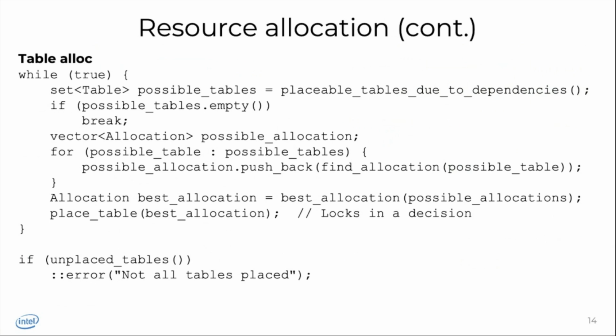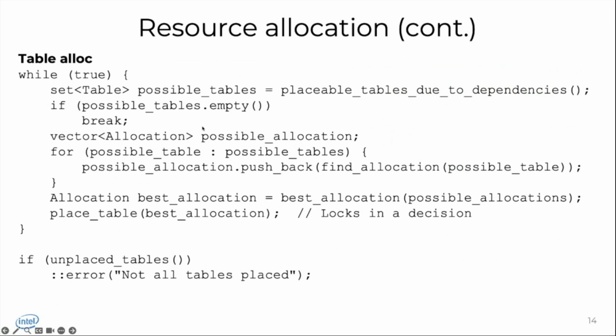Resource allocation looks somewhat similar if you squint a little bit. Here, I've got an infinite while loop where I begin by getting all of the placeable tables due to dependencies. Imagine that we have a table sequence A followed by B, and assume that table B uses as an input something that was produced by table A. In this case, we can't place table B until we've placed table A because we need the result that's produced by table A. So at any point in time, we get all of the currently placeable tables.